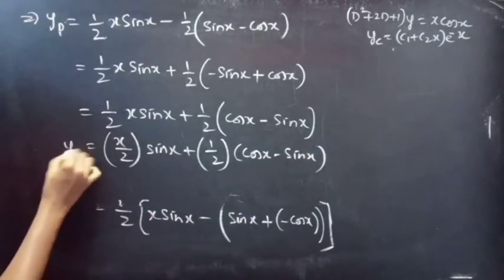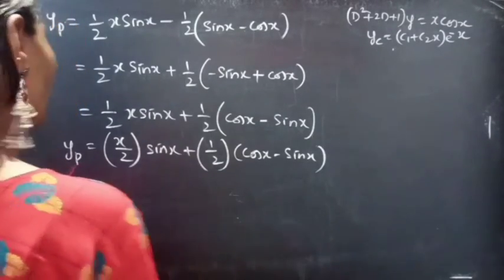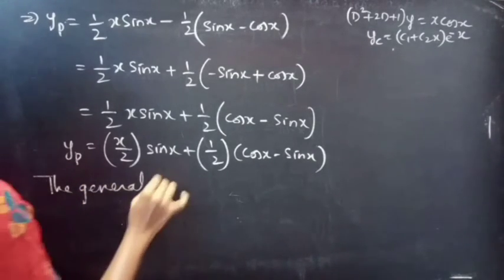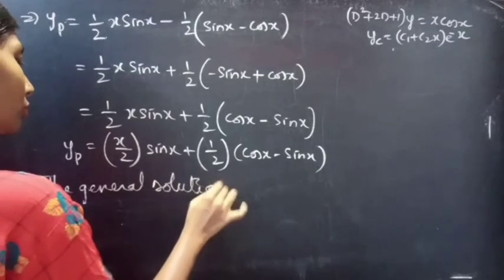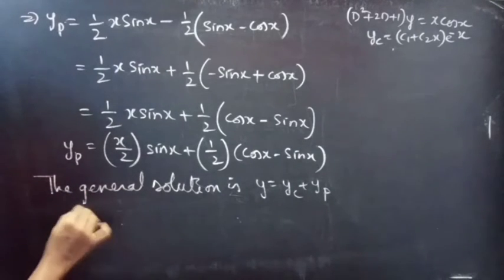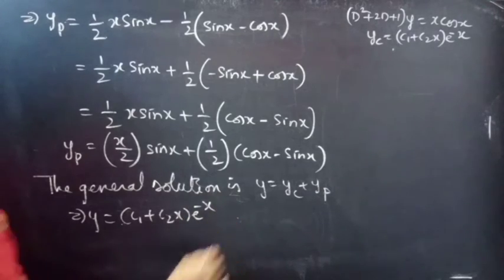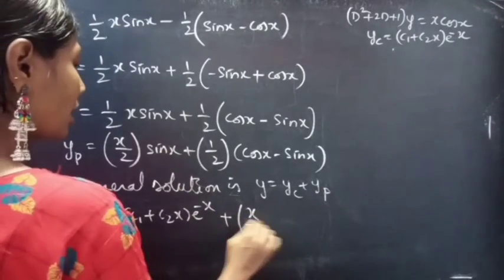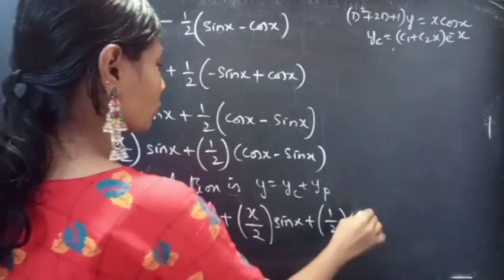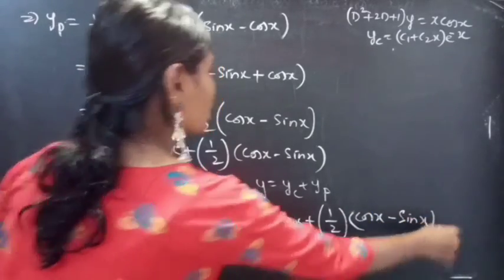These are the required yp. Now we can write the general solution since we got yc and yp. The general solution is given by y equals yc plus yp. Then y equals, for yc we have c1 plus c2x into e power minus x, plus yp, x by 2 sin x plus 1 by 2 into cos x minus sin x. This completes the problem.